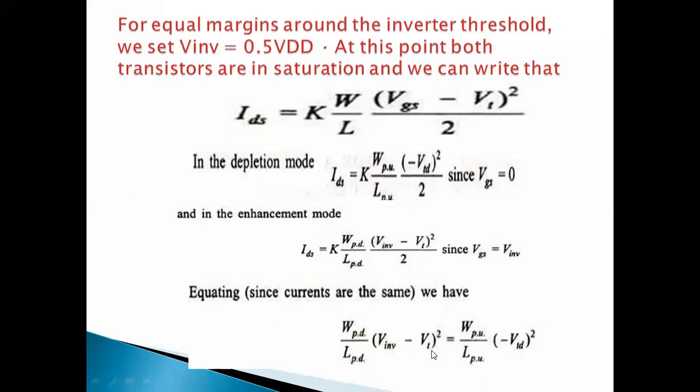Generally, we are not going to mention VTN or VTE, E for the enhancement. When we mention VT, it is for the enhancement mode. For the depletion mode, we have to mention VTD. VTD indicates the threshold voltage of the depletion mode. Generally VT is for the enhancement, and VTD is for the depletion mode. Okay. Next, here we have to substitute the values.